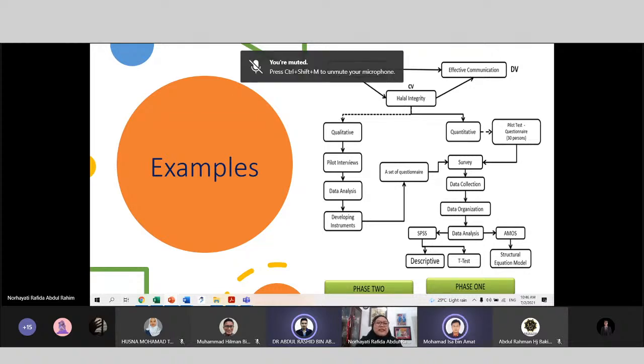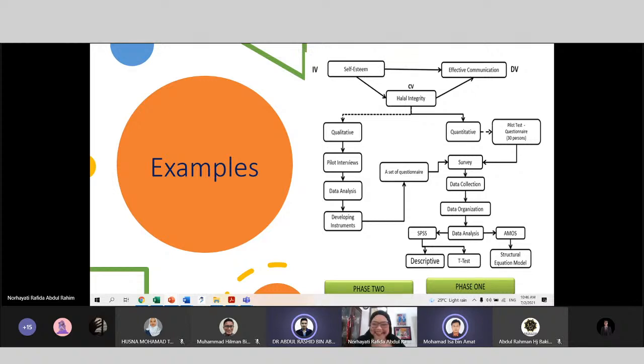Walaupun sebenarnya I salah letak, tapi sebenarnya nak test student. Arrow terpendek.